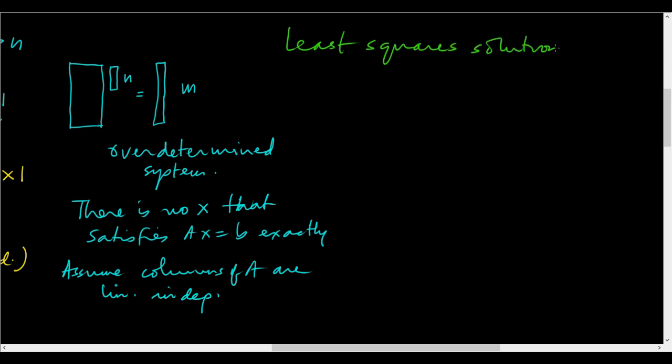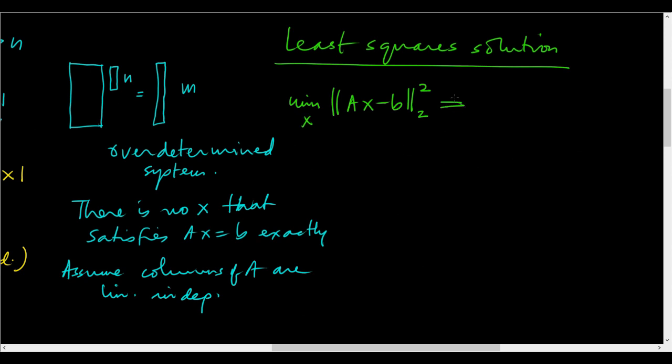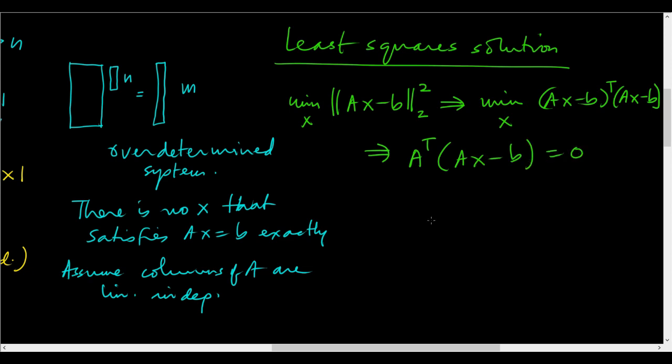solution. In a least squares solution, we say Ax minus b is the error. Let us square that and let us minimize that over x. Okay, this is the same as saying minimize over x, (Ax minus b) transpose (Ax minus b). It leads to the normal equations A transpose (Ax minus b) equals 0. It leads to A transpose Ax is equal to A transpose b.